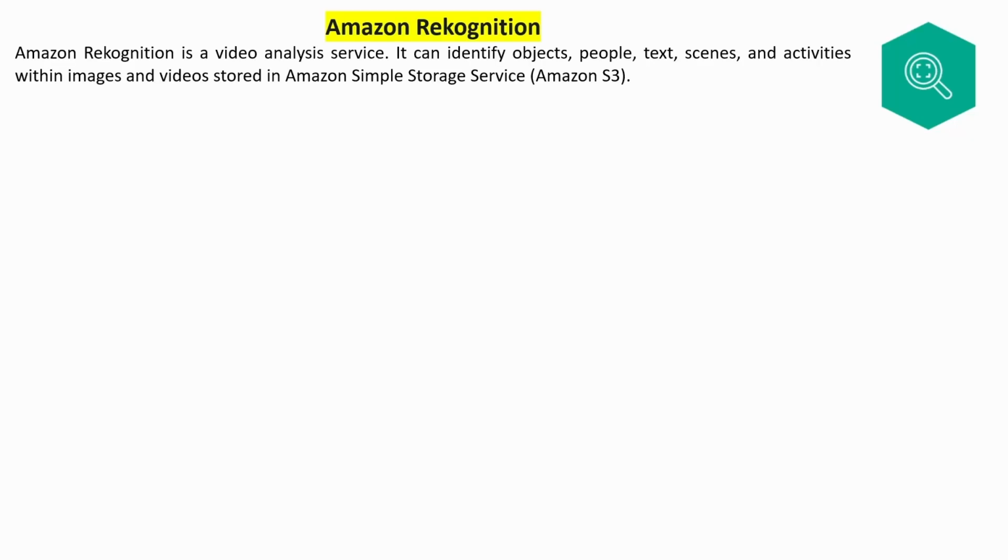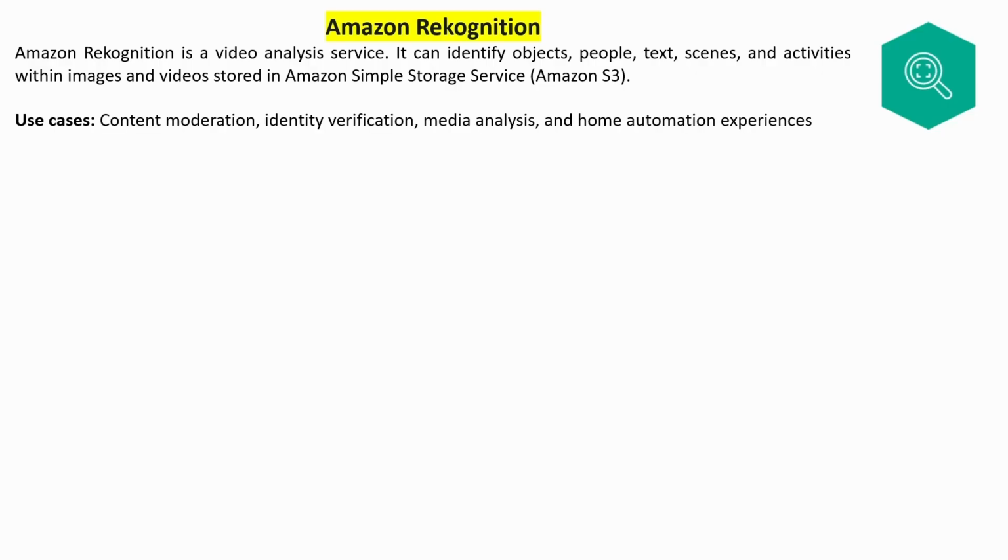It sees the things in photos and videos, identifying objects, people, or even flagging inappropriate content. Amazon Rekognition is a video analysis service. It can identify objects, people, text, scenes, and activities within images and videos stored in Amazon S3. Use cases include content moderation, identity verification, media analysis, and home automation experiences.